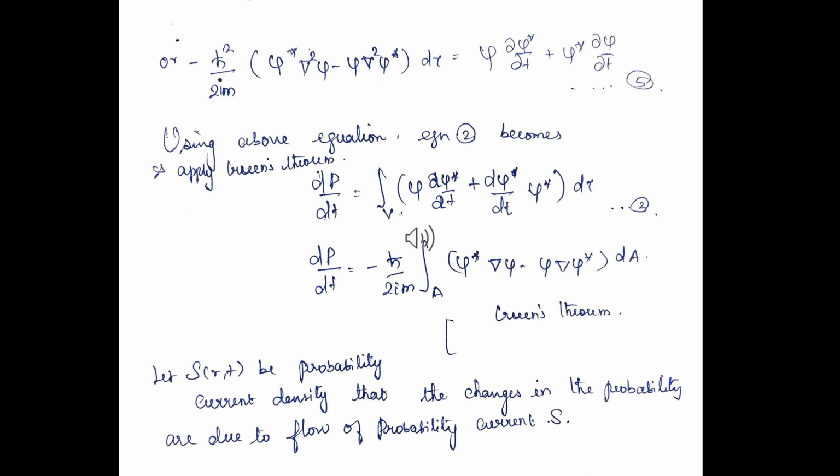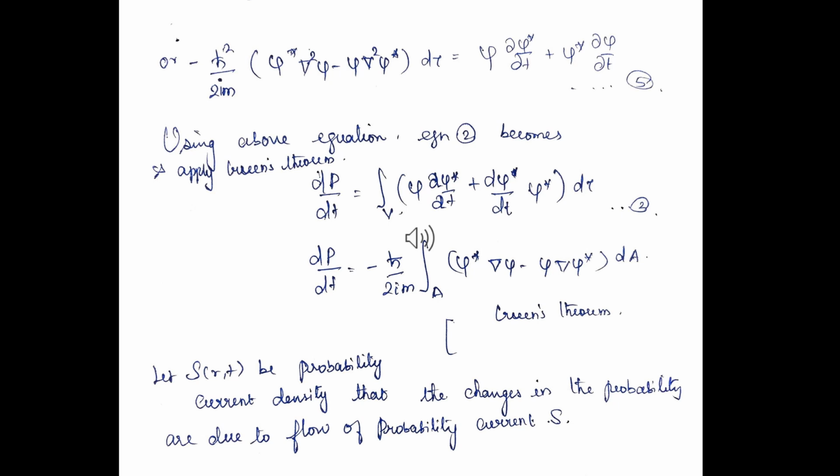When it is a closed surface, the volume integral may be converted into a surface integral. So one integration gets cancelled. So minus h cross by 2im integral over A, after application of the divergence theorem, it becomes psi star del psi minus psi del psi star, where del square becomes del, into dA.